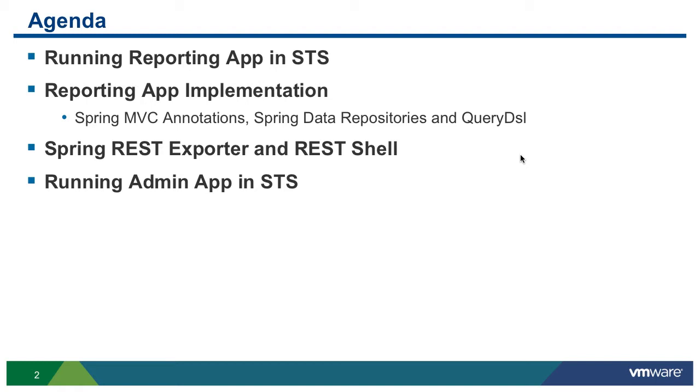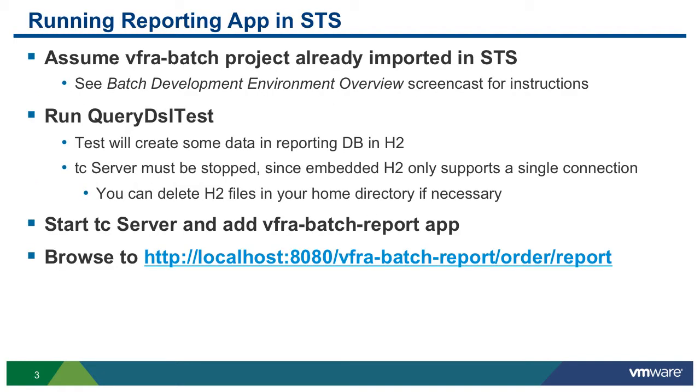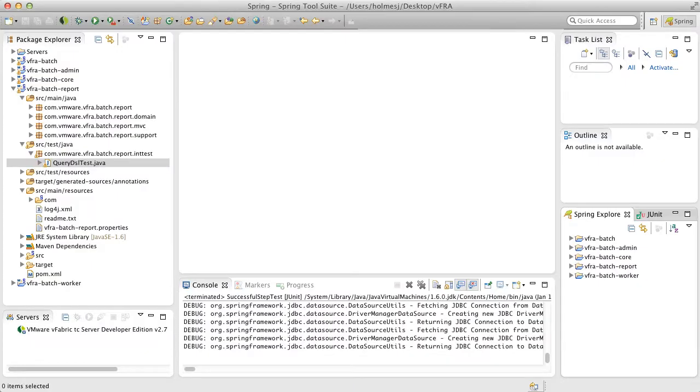And then finally look at setting up the admin application, which is based on the Spring Batch admin app in Spring Tool Suite. So our first step is to get the reporting app running in STS. We'll deploy it to TC Server, running in STS, and then run it against some data created by the Query DSL integration test. So here I am in STS.